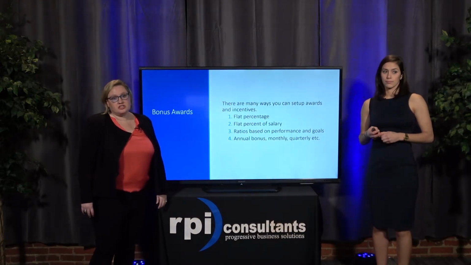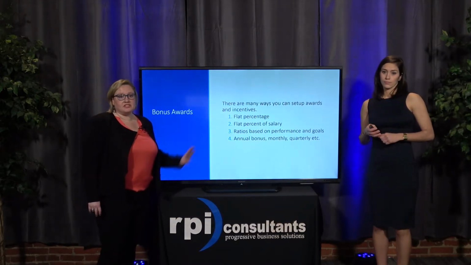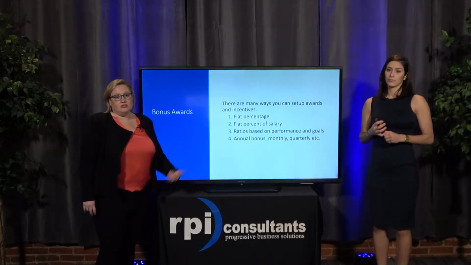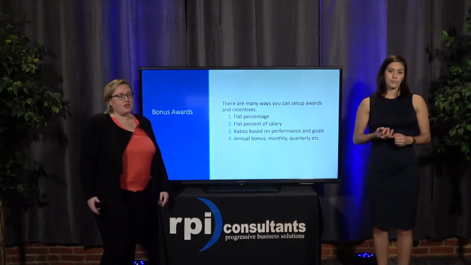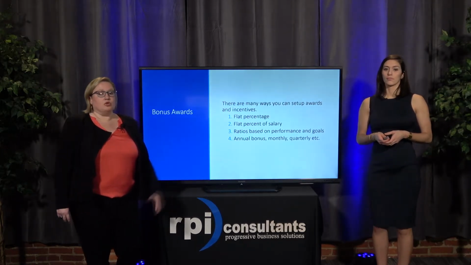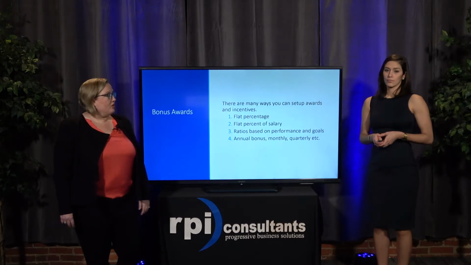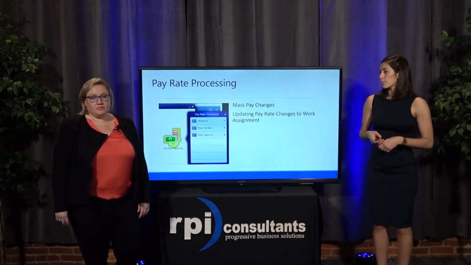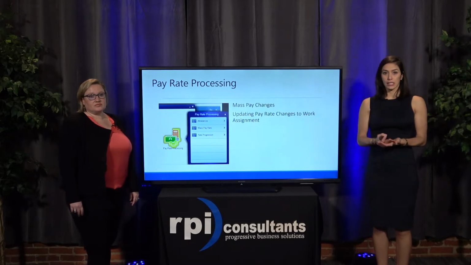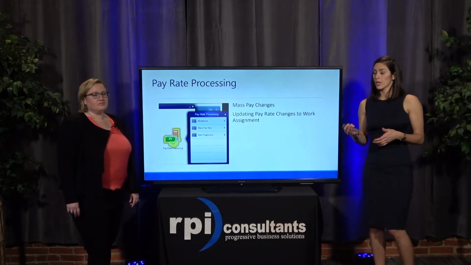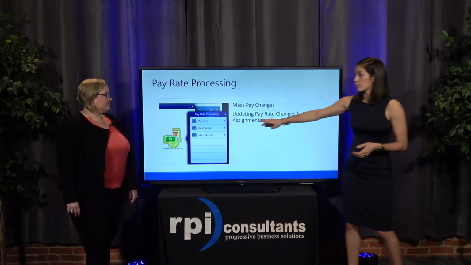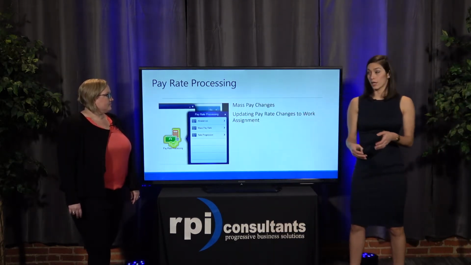With bonus awards, there's a couple ways you can set them up, kind of similar to the incentive comp. As Jackie mentioned, you've got flat percentages, you've got a percent of salary, you've got ratios based on performance and goals, as well as annual bonus or monthly or quarterly, however you have that. So pay rate processing: once you've made these merit increases or seen these incentive compensation awards, the way that they get updated to the actual employee record is via this pay rate processing on the Compensation Analyst process board.